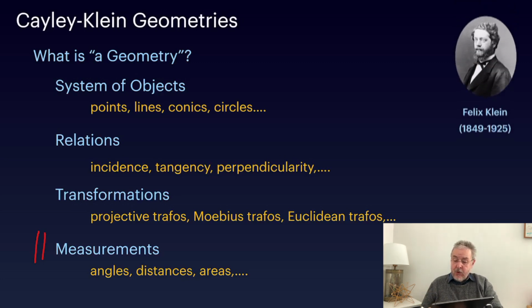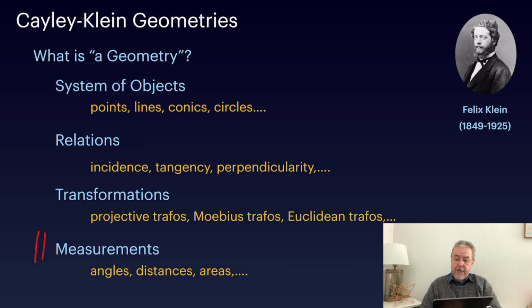One person who had some really groundbreaking and fundamental thoughts about what is a geometry was Felix Klein, a famous German mathematician. In 1872 he gave a speech when he was appointed to become a professor in Erlangen. And in this speech, he presented his so-called Erlangen program.